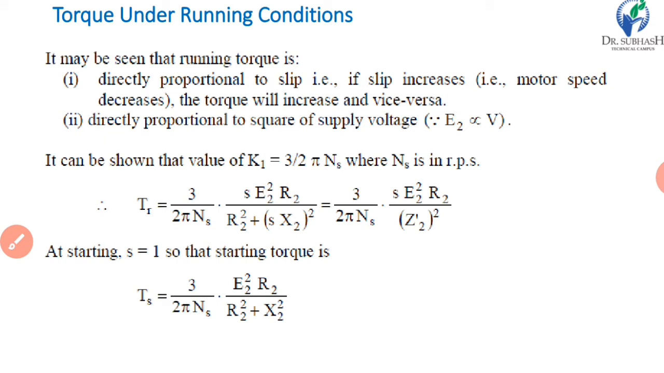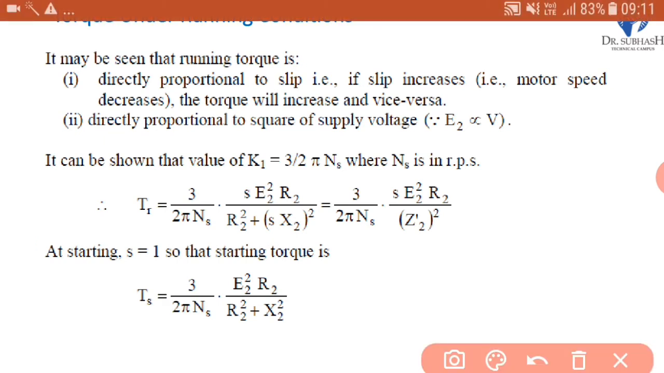Now torque under running conditions. It may be seen that running torque is directly proportional to slip. It means if slip increases, that is motor speed decreases, the torque will increase and vice versa. And running torque is directly proportional to square of the supply voltage, because E2 is directly proportional to V.